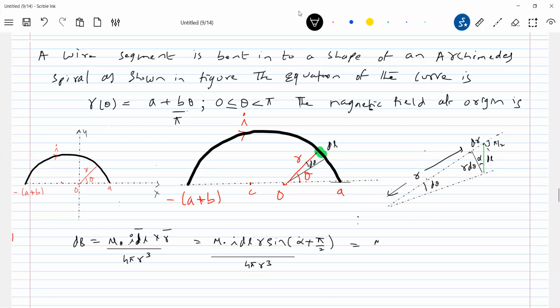So this should become mu naught I dl by 4 pi r square cos alpha. How to relate the cos alpha to this one? So what is dl now? So cos alpha from the triangle, what will cos alpha be? R d theta by dl. So replace that cos alpha here, dl gets cancelled, so we'll get theta, then substitute the limits.